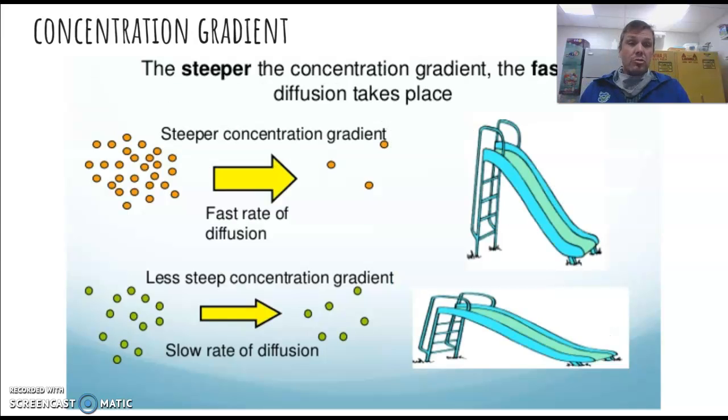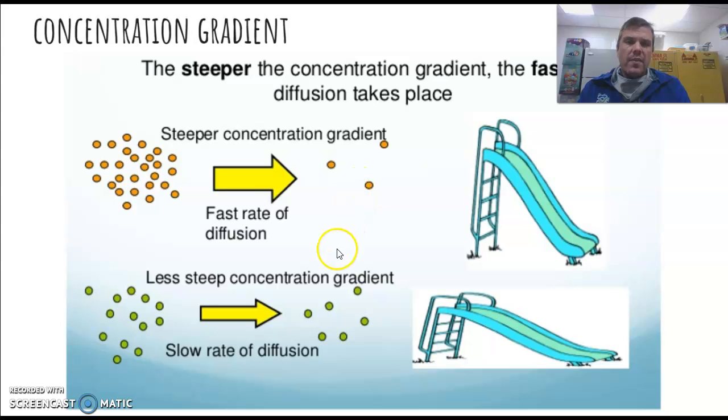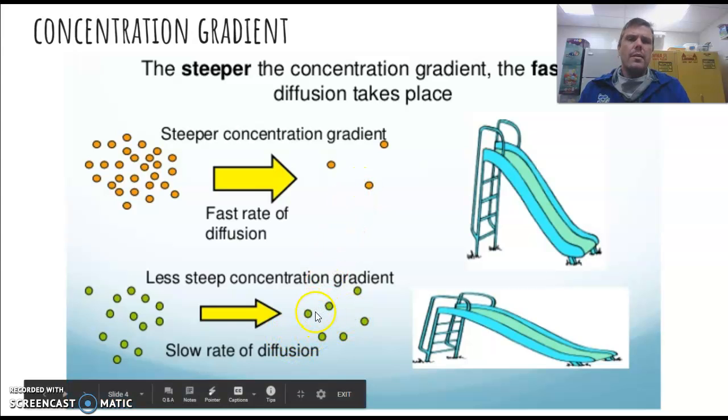Also important for you to realize that the rate of diffusion, so how fast something spreads out, how fast that dye spreads out through the beaker, has a lot to do with how steep the concentration gradient is. So if I've got a lot of dye concentrated in a small area, it's going to spread out pretty quickly. But if I have some dye already in the water and I just add some more, it's actually going to spread out more slowly because the concentration gradient isn't as steep.